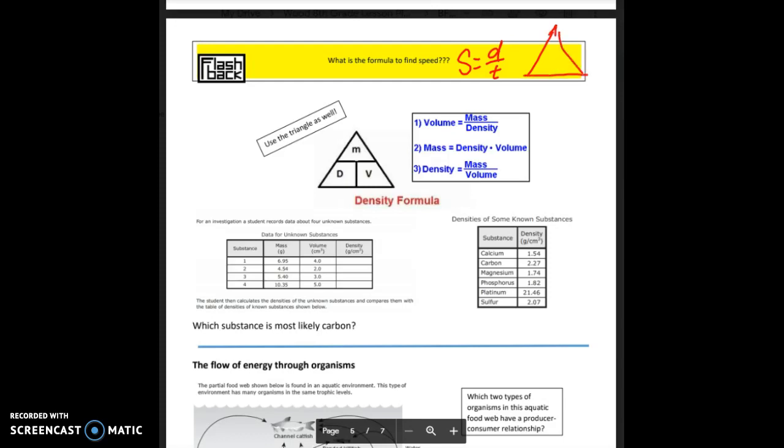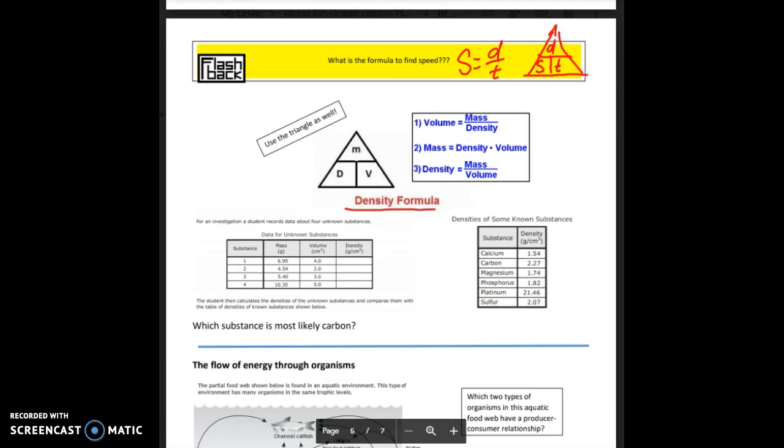We suggest that on your formula chart, as soon as you get your STAR test, you write triangles for each of the formulas, and you go ahead and fill them out. This one would be speed right here, distance divided by time. That way, if you're asked to find distance or speed or time, you can use that triangle to efficiently figure out which formula to use.